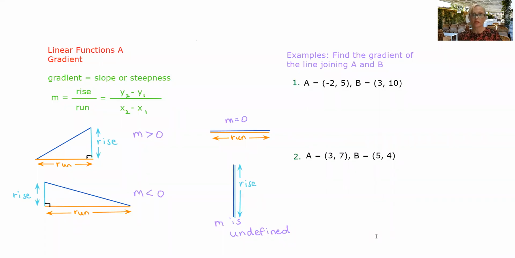I'm going to start a series of videos about linear functions. Now, linear functions are functions that graph as straight lines. In order to understand how we graph our straight lines, it's important to have some understanding of what we call gradient. Now, the gradient of a line is a measure of the slope or steepness.